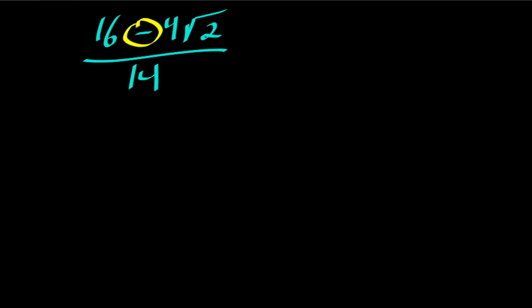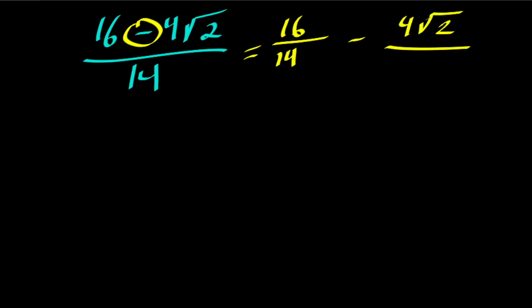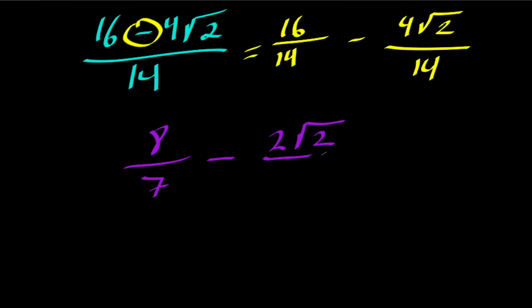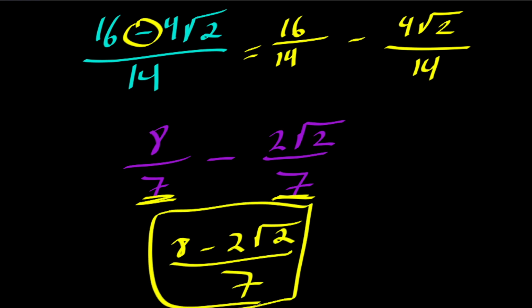This denominator, since this is subtraction, we can actually split this up into 16 over 14 minus 4 radical 2 over 14. This denominator applies to the 16 and the 4 radical 2, and then we can just reduce. 16 over 14 would be 8 over 7, I believe, yeah. And then minus, let's see, 4 over 14 is 2 radical 2 over 7. So you could leave your answer like this, or you could put it back together. Since we have common denominators, you could say 8 minus 2 radical 2 all over 7, and that would be your answer.